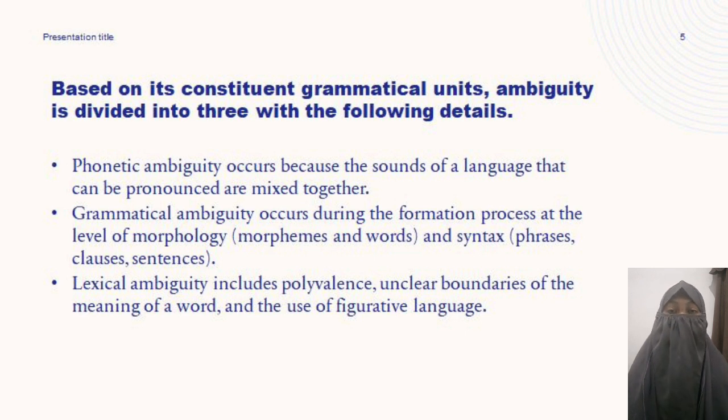2. Grammatical ambiguity. Grammatical ambiguity occurs during the formation process at the level of morphology, or morphemes and words, and syntax, or phrase, clause, and sentence.